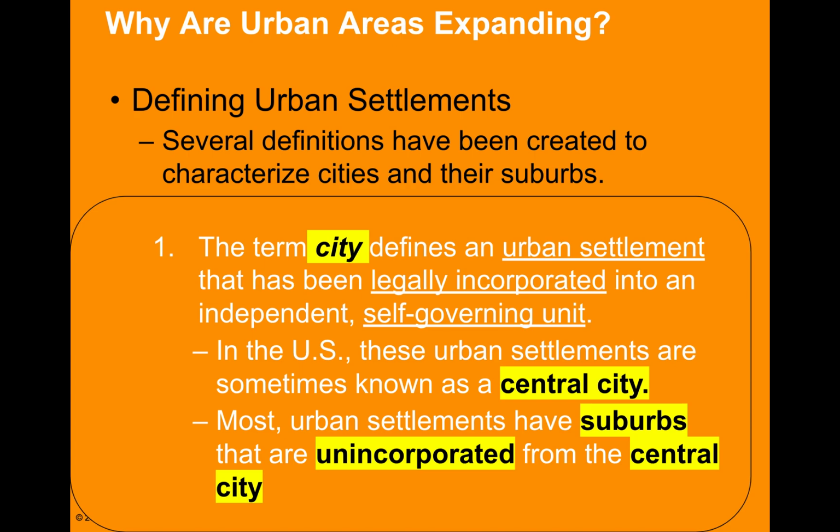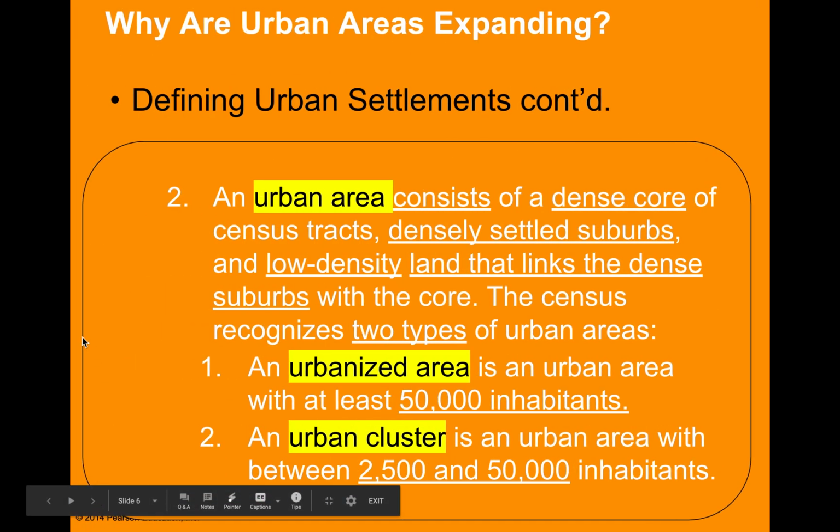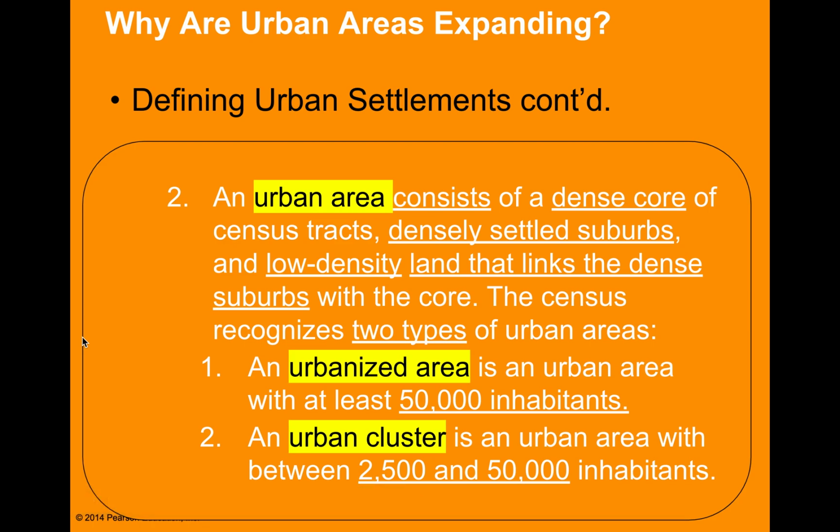Today, when we look at suburbs, those are mostly unincorporated from the central city. So they're isolated from the municipalities of the central city, so they have their own municipalities: their own sewage, their own electricity, and their own local government with elected officials. When looking at urban areas, we see that urban areas consist of a dense core and then densely settled suburbs, with low density land that links the suburbs to that central city or the core.